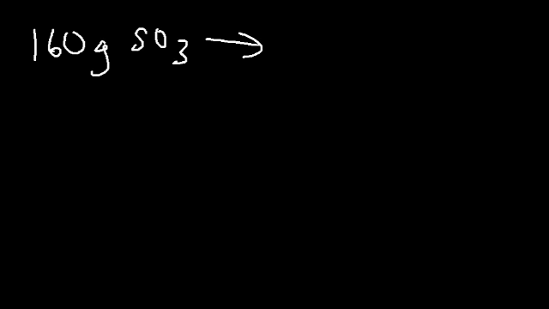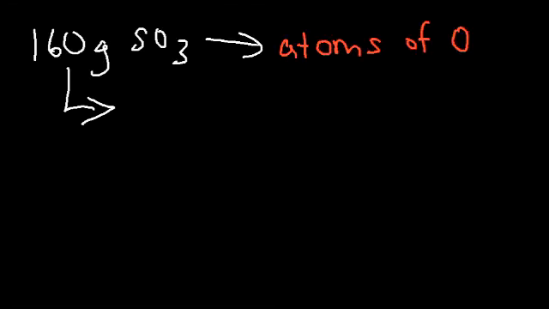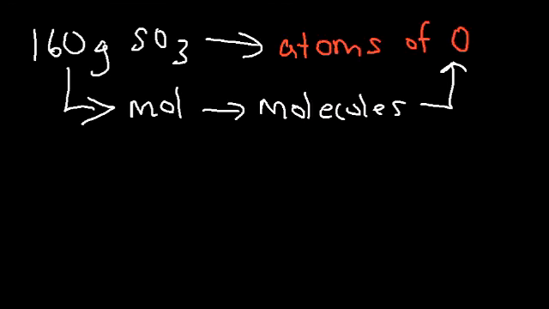Try this one. Let's say if you have 160 grams of sulfur trioxide. How can we convert it directly into atoms of oxygen? So let's create a map, so to speak. We need to convert grams of SO3 into moles. And once we have moles, we can convert it into molecules. And then from there, we can convert it into atoms. So let's begin. Let's start with 160 grams of SO3.